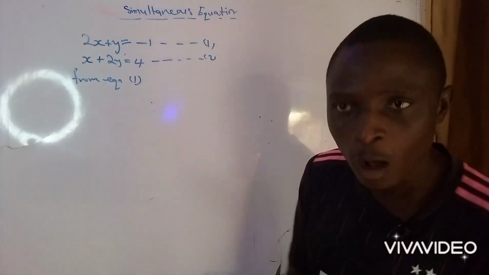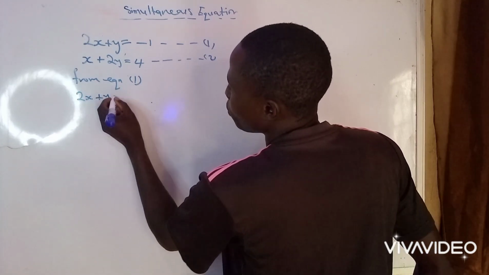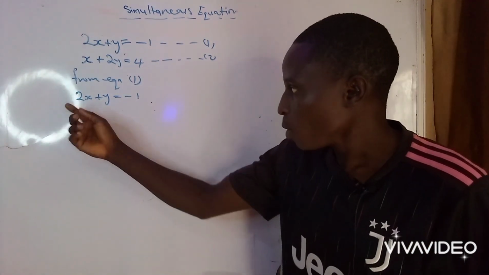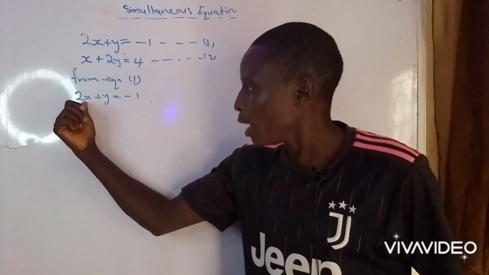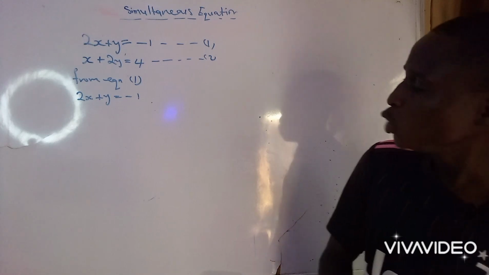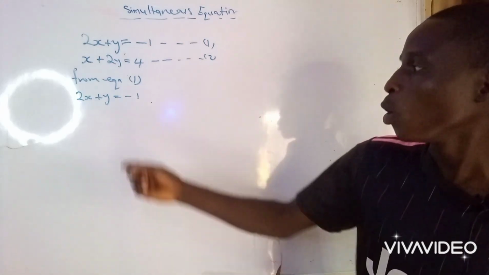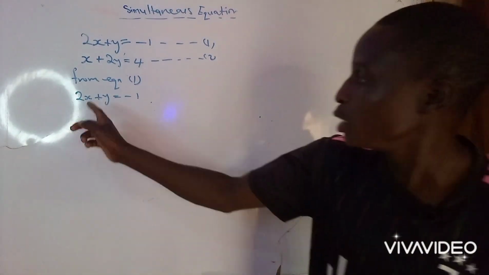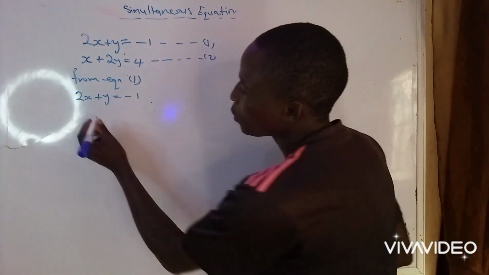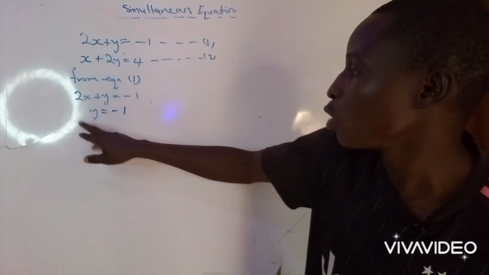Then we need to write down equation 1: 2x plus y is equal to minus 1. Now, I have to make either x or y the subject of the formula. But it will be easier for me to make y the subject because the coefficient of y in this case is 1 and the coefficient of x is 2. So I will go for the simpler one. So now y is equal to minus 1 minus 2x.